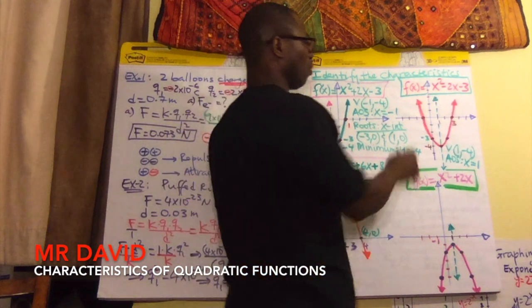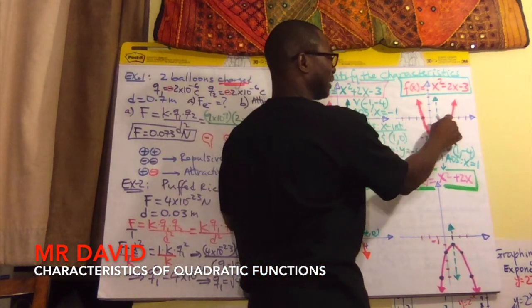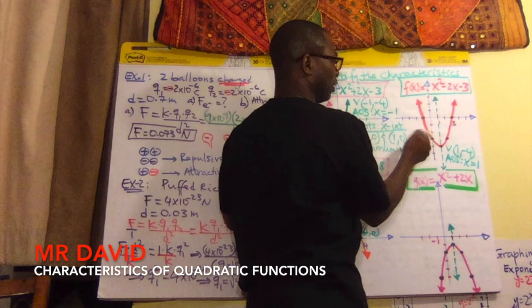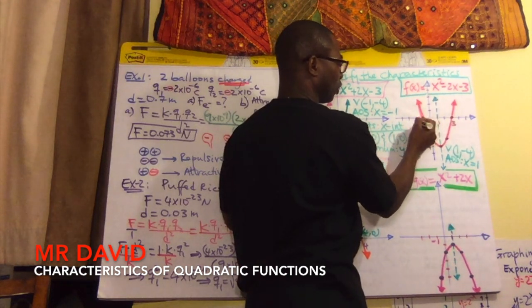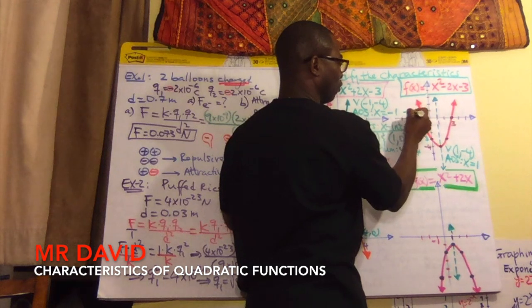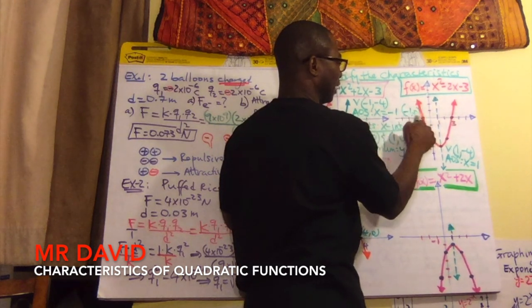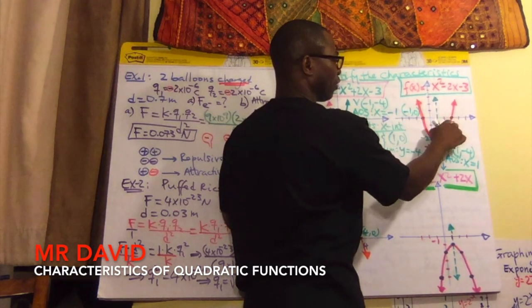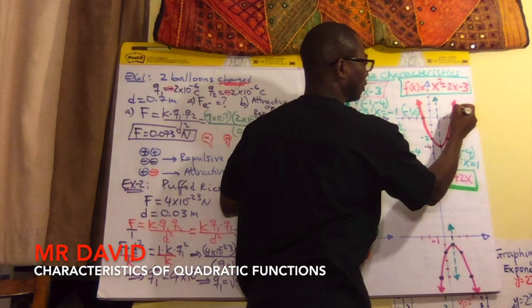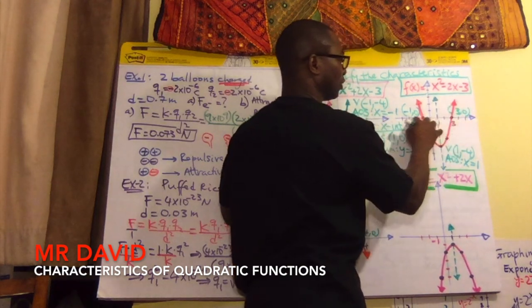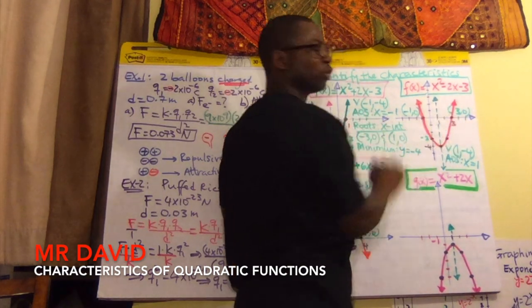Now, what are the roots? The x-intercepts. Here we have -1, 0. That's this root. Here's the other root. 1, 2, 3. So 3, 0. That's the second one. So these are our roots.